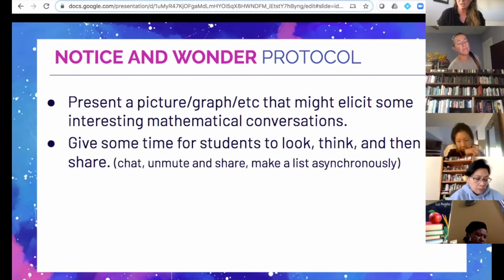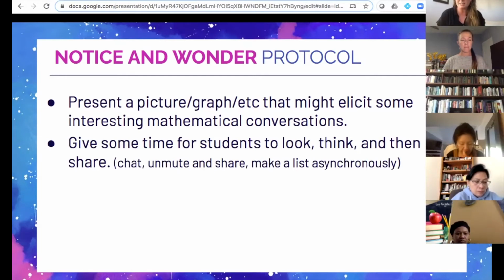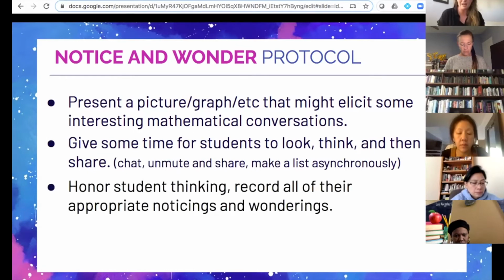There's a couple different ways you can do this. We did this synchronously. You could do it in the chat. People can unmute and share like we did. With a larger group, that might not be quite as easy. Or you could give a picture like this to notice and wonder asynchronously as a little homework assignment: write a couple things that you notice or wonder, and we're going to talk about it tomorrow when we start class. So just a couple options of how to do that.